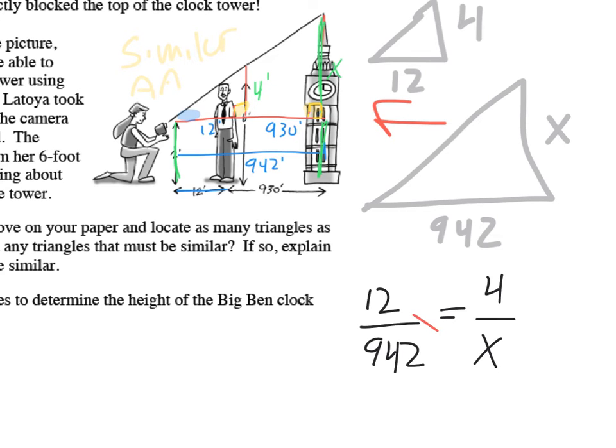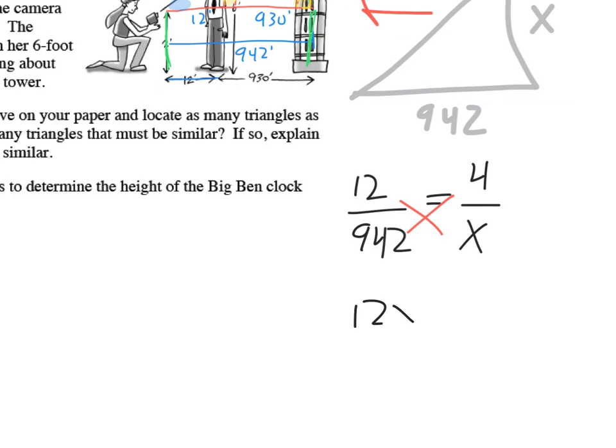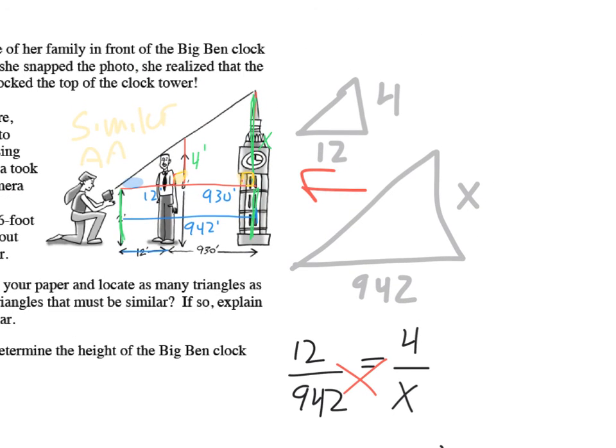As we've done several times, we can cross multiply these two quantities together, which is going to make 12x. And we're going to set that equal to 942 times 4. When I type that into my calculator, I end up getting 3,768. Now we're going to divide both sides by 12. In doing so, we end up getting 314 for x.